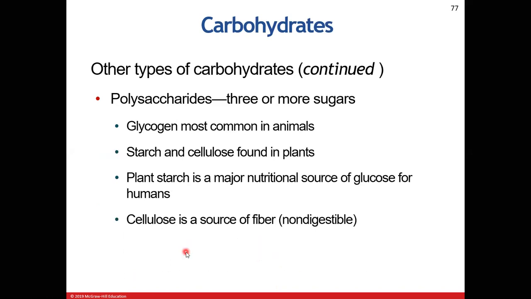And then we also have polysaccharides. And polysaccharides are going to have 3 or more sugars. Glycogen obviously is the most common in animals. It's the way we store glucose again. And then we also have starch and cellulose, and these typically are found in plants. And so plant starch is a major nutritional source of glucose for humans, whereas cellulose typically is a source of fiber or some sort of non-digestible structure.